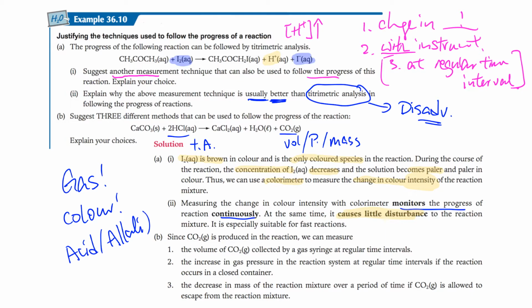No, we don't have. So basically, you can measure the volume of CO2 by gas syringe at regular time intervals, increase in gas pressure at regular time intervals using a gas pressure sensor, and then decrease in mass at regular time intervals by using an electronic balance. So remember, include the instrument as well.